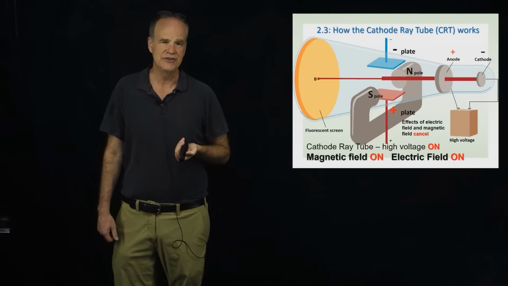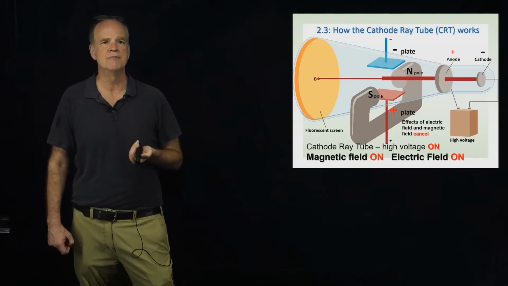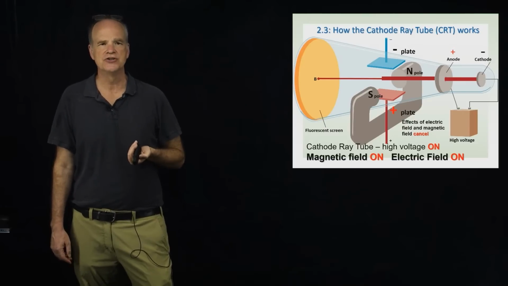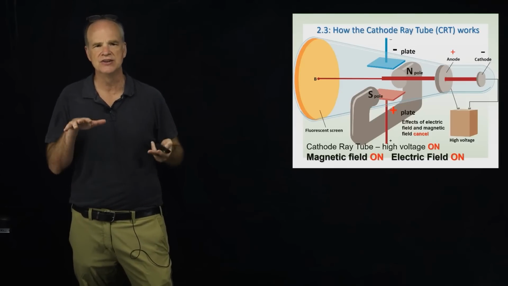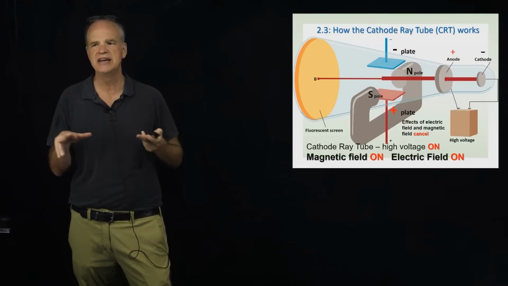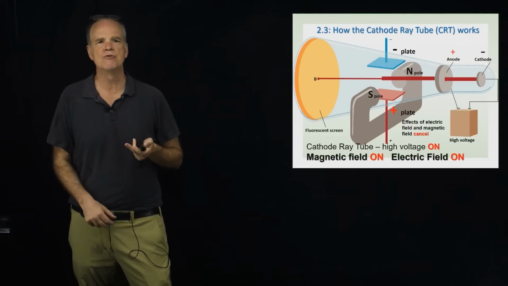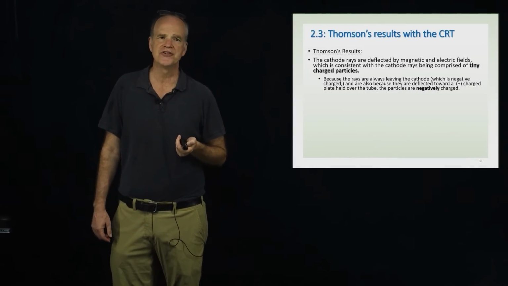He also found that he could balance the amount of deflection from the magnet with the electric plates by changing the voltage of the electric plates. So he could manipulate the magnetic field and the electric field so that he could basically deflect these cathode rays to wherever he wanted on the screen. Okay, so what do these results suggest?